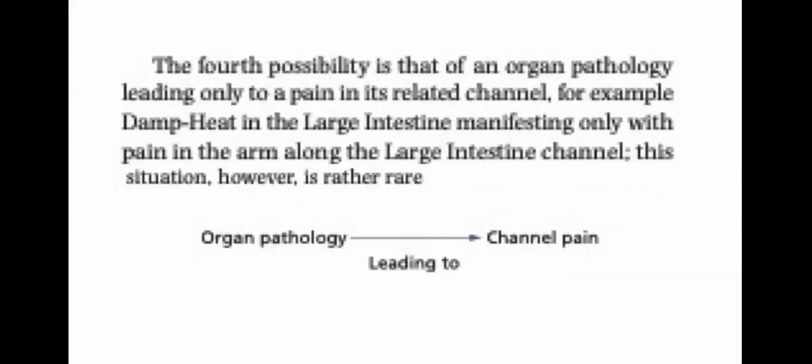The fourth possibility is that of an organ pathology leading only to a pain in its related channel. For example, damp heat in the large intestine manifesting only with pain in the arm along the large intestine channel. This situation, however, is rather rare.